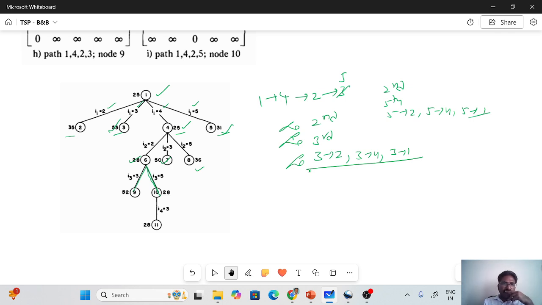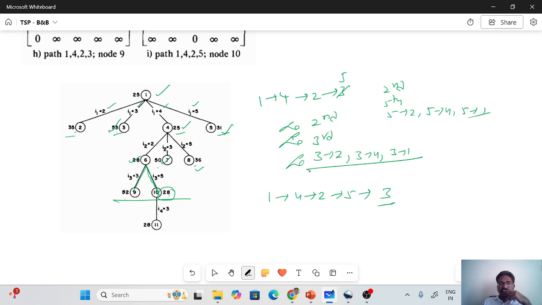So then observe. So up to this, what are the values? 35, 53, 31, 50, 36, 52, 28, which is the minimum? 28. So what is that meaning? So 1 to 4, observe the path 1 to 4, 4 to 2, and 2 to 5. So which node is only pending to be visited? 3 only. So nothing but next you are going to consider the 5 to 3.